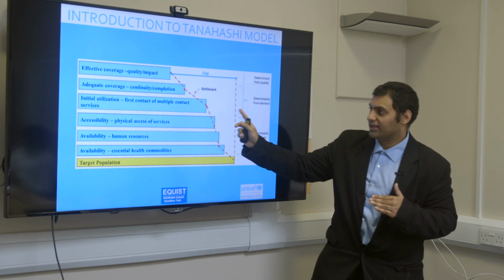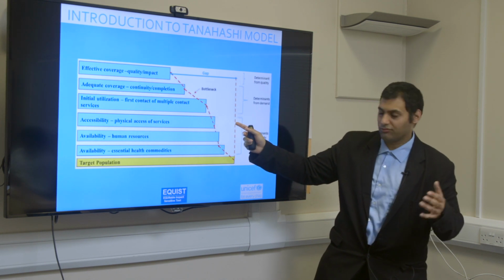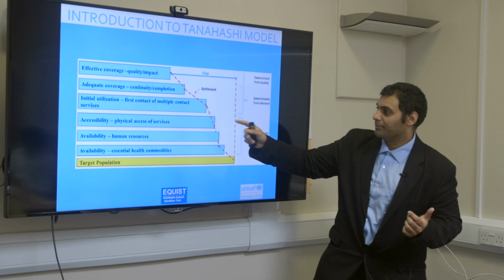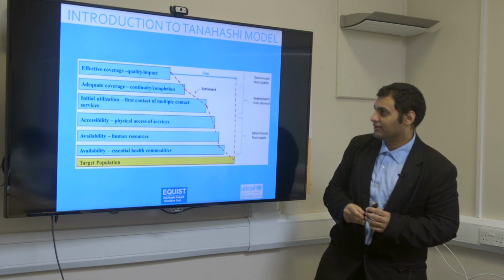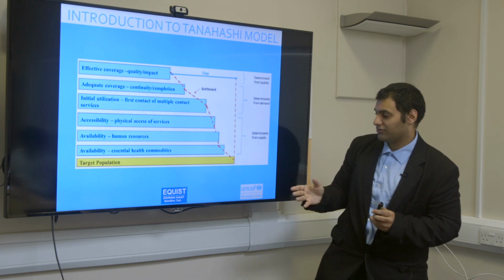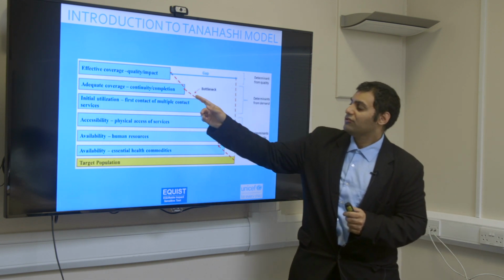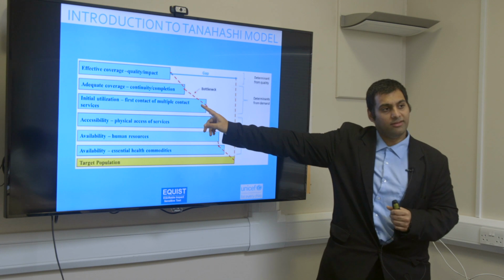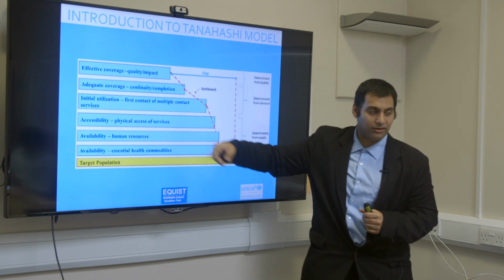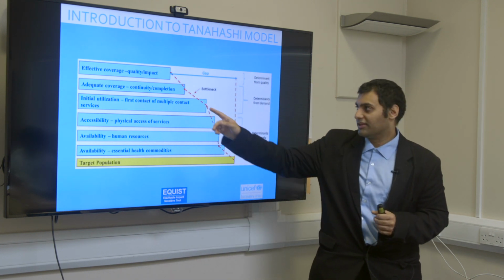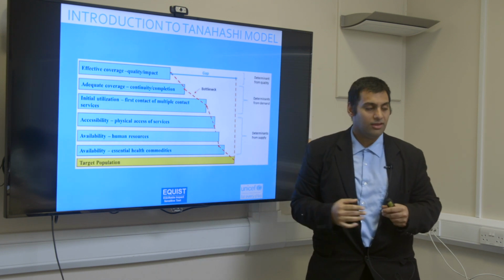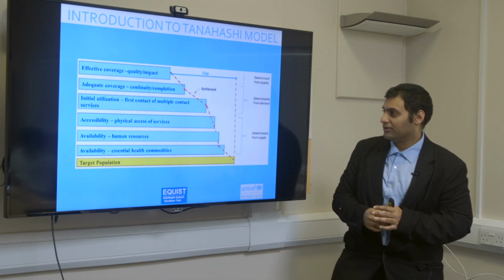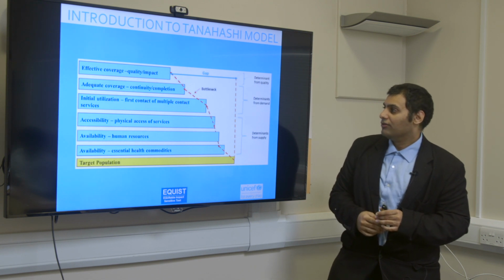And usually an indicator that's assigned for it is, for example, antenatal care ANC1, at least one visit to an antenatal care facility. For adequate coverage, what we're looking at is continuity of care. So once they've had the initial visit, are they coming back for repeat visits? So this indicator, for example, could be 4 or more antenatal care visits, whether the mother's continuously coming back for care.